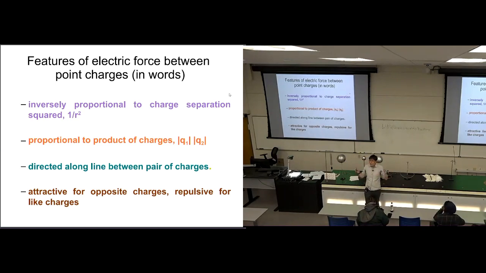What Coulomb found is it gets weaker in a very special way. It gets weaker with the square of the distance. That is, if you double the distance between a pair of charges, twice as far apart, then you get 1/4 of the strength of the electrical force. So it's 1/2 squared. If you triple the distance between two charges, 3 squared is 9. You're going to get 1/9 of the force between the two charges.